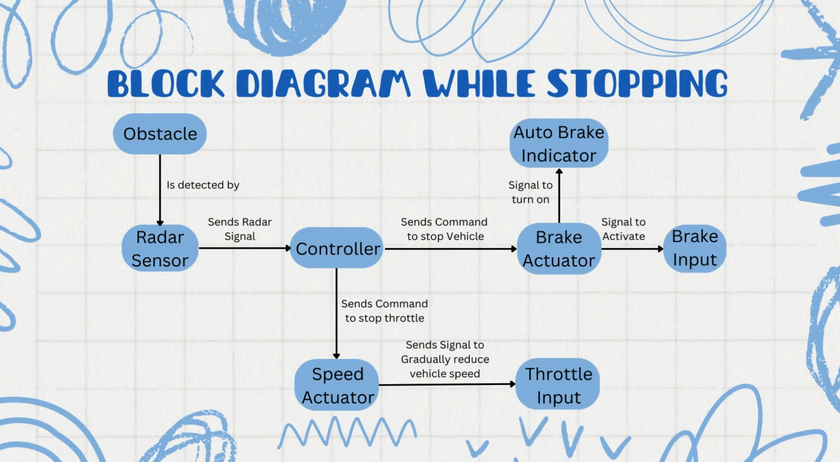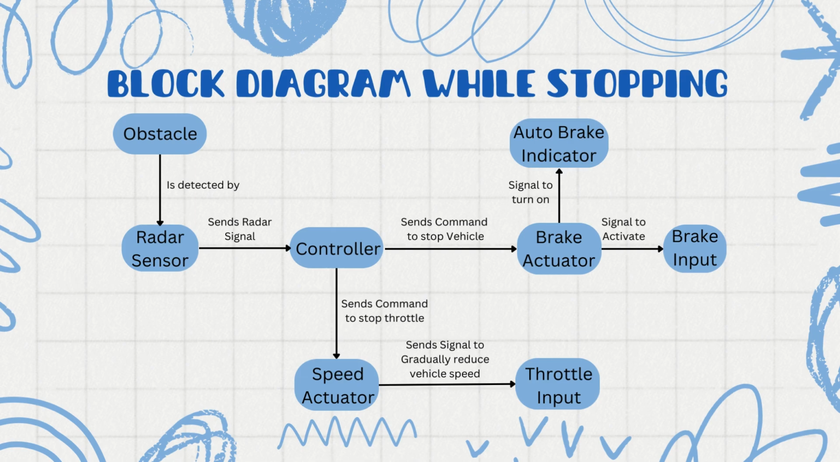For the block diagram, we can split up the diagram into two different systems that function under different circumstances. The first block diagram represents the system that is active when an obstacle is detected. The radar sensor on the vehicle would send the detected signal to the controller, and once the controller receives the signal, it will perform two tasks.